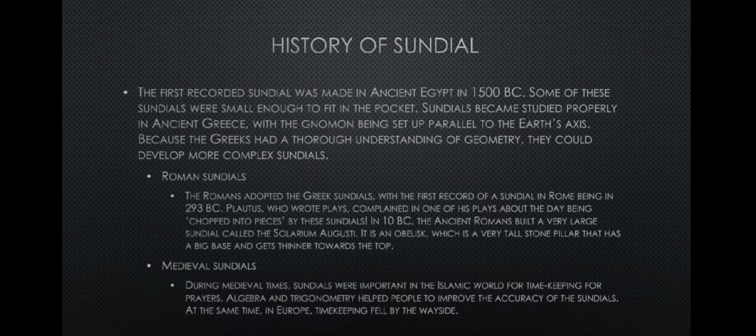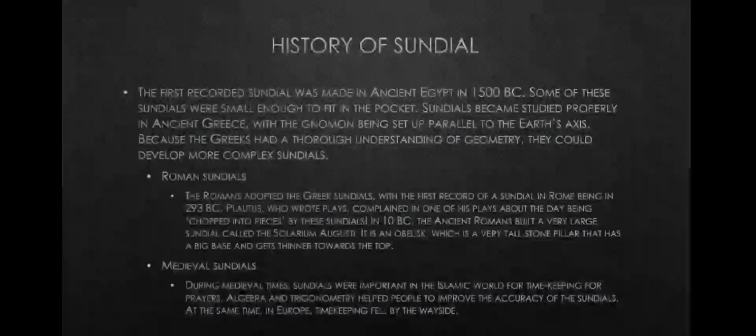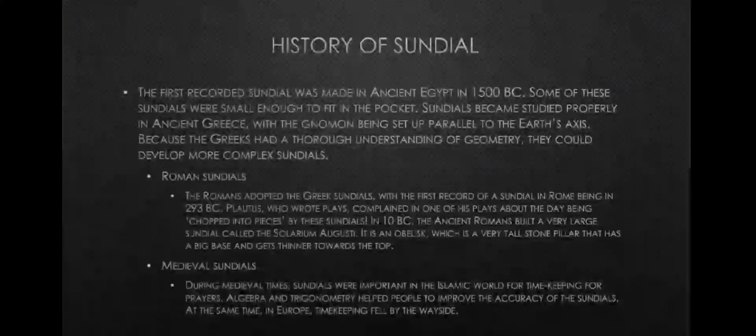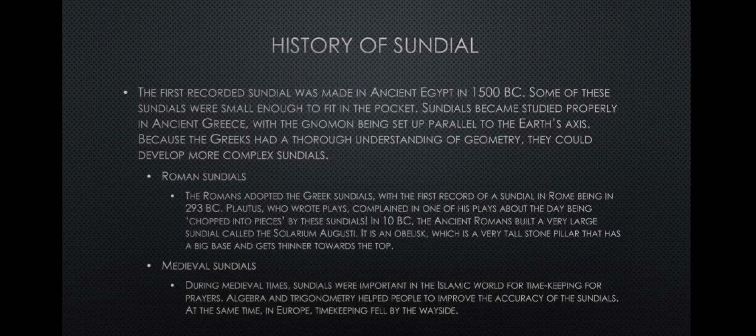Next, for the history of the sundial, the first recorded sundial was made in ancient Egypt in 1500 BC. Some of these sundials were small enough to fit in the pocket. Sundials were studied properly in ancient Greece, with the gnomon being set up parallel to the Earth's axis because the Greeks had a true understanding of geometry. They could develop more complex sundials.